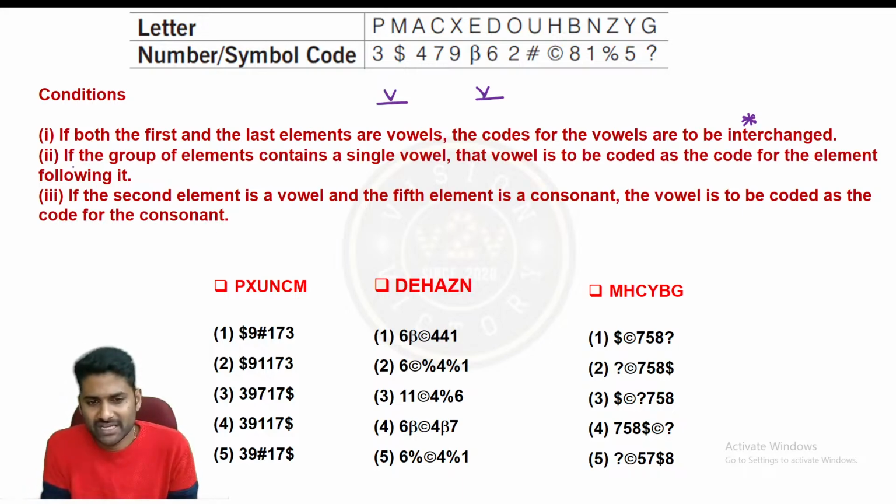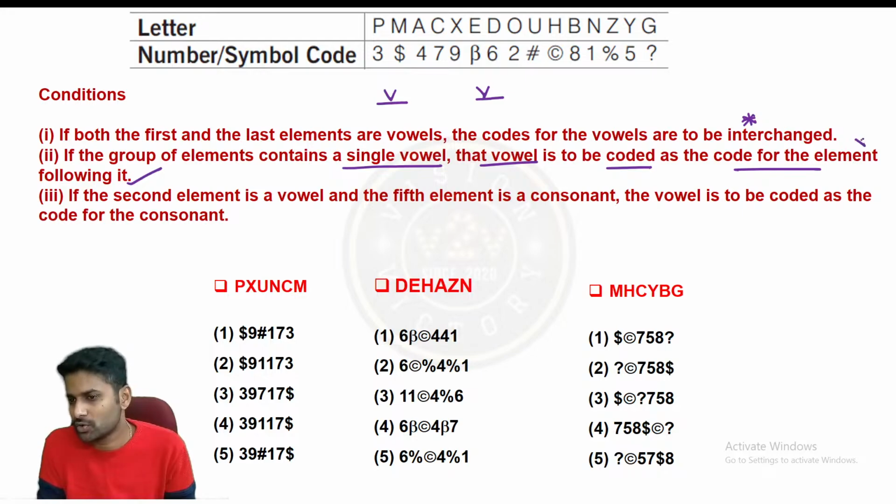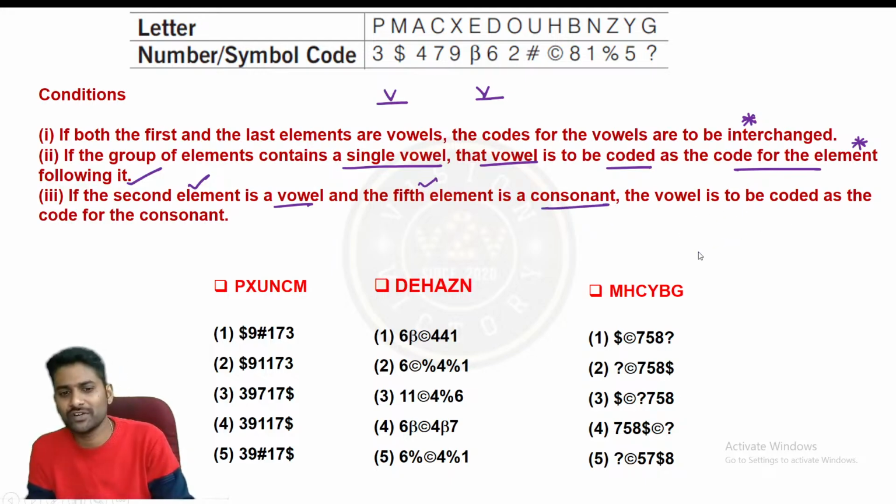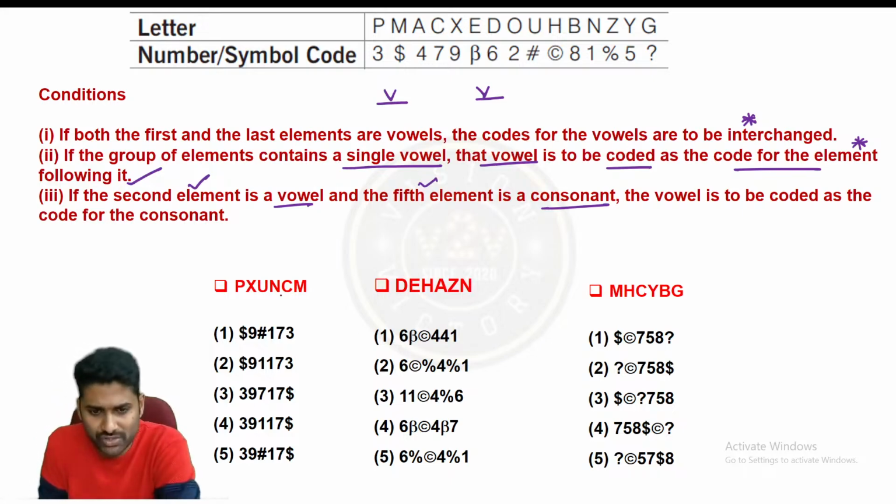Next one. Condition 2 says that if a group of elements contains a single vowel, if it is a single vowel in the entire given word, that vowel is to be coded as the code of the element following it. You should take the code of the letter following it. Next, the third one: if the second element is a vowel and the fifth element is a consonant, then the vowel is coded as the code for the consonant. If you understand those three conditions, just go through this question.